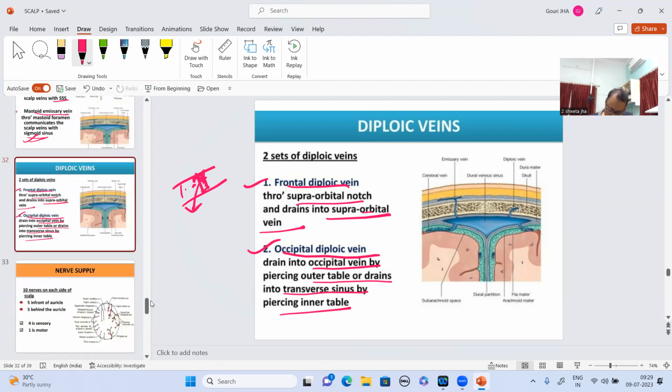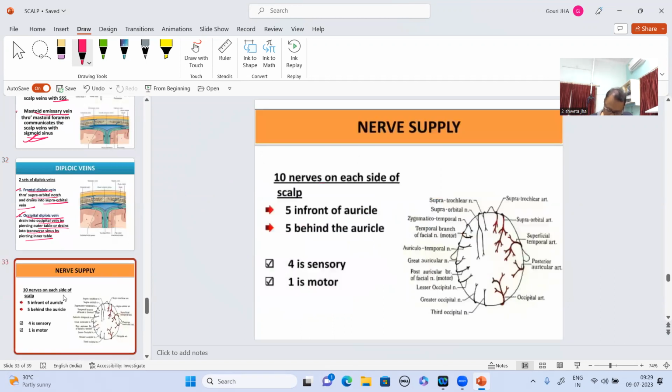Now we come to the nerve supply. So again, the scalp has got everything in terms of five sets. So we have got the 10 nerves on each side. We have got 5 in front of the auricle and 5 behind the auricle, 4 sensory and 1 motor.